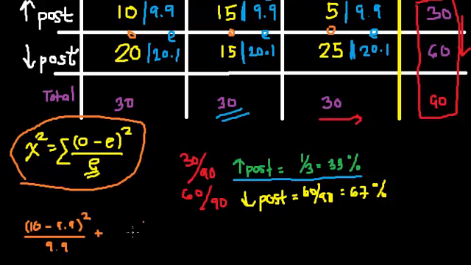Let's finish the one for program 1. So here we have 20 minus 20.1 squared all over 20.1. This thing is 20 plus. So we can do this one now.